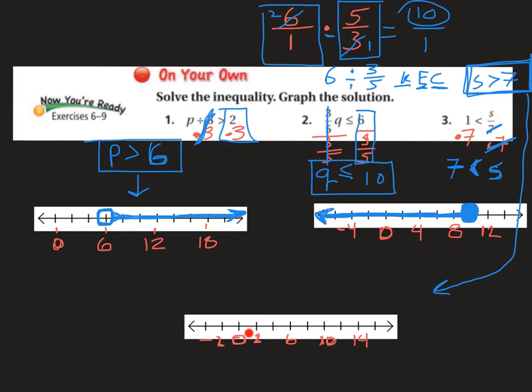It's always good to go back and check your work because you can make mistakes. So here you go. 2, 4, 6, 8, 10, 12, 14, and so on.